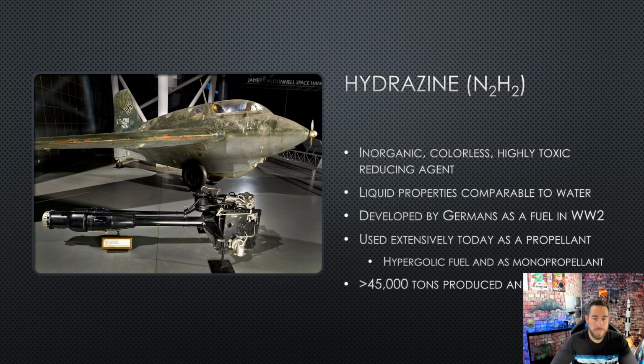It was developed by the Germans, so I mentioned the C-Stoff, which was a mix of hydrazine, methanol, and water. Again, the methanol and water were only in there because they couldn't make pure hydrazine. Today, it's used extensively as a propellant. It's a great hypergolic fuel, and it's also used as a monopropellant in some cases. We produce over 45,000 tons of the stuff annually.